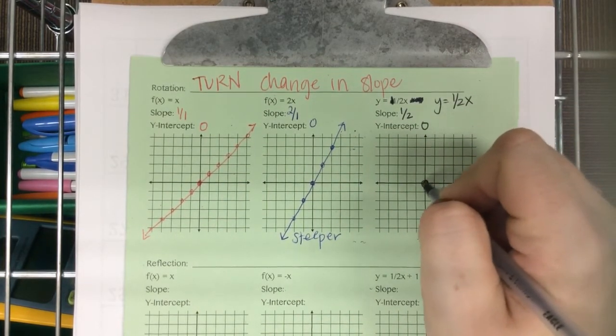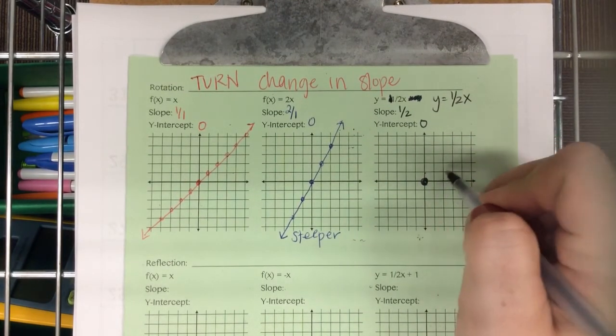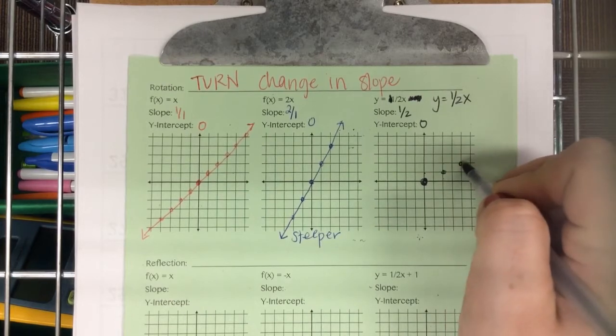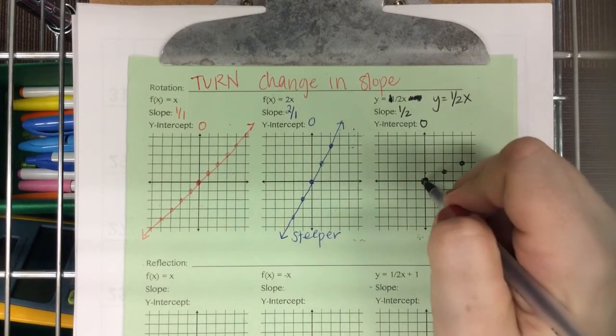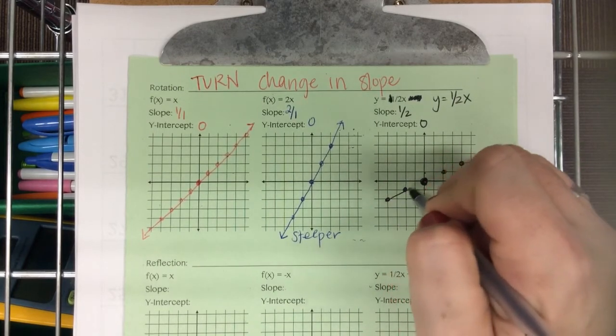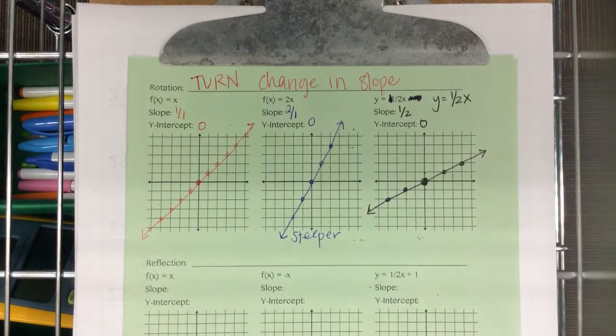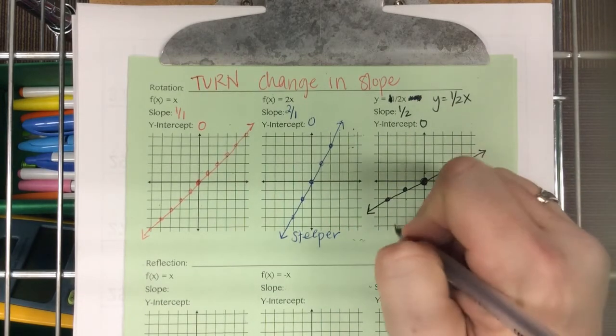So I put my point at 0, my origin, and from here I go up 1 over 2, up 1 over 2, down 1, backward 2, down 1, backward 2. So this turned again, but what happened when the slope was 1/2? It's less steep.